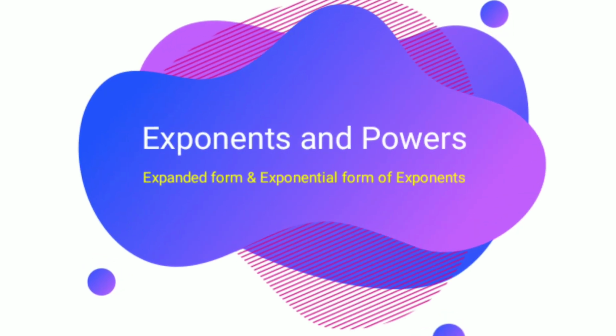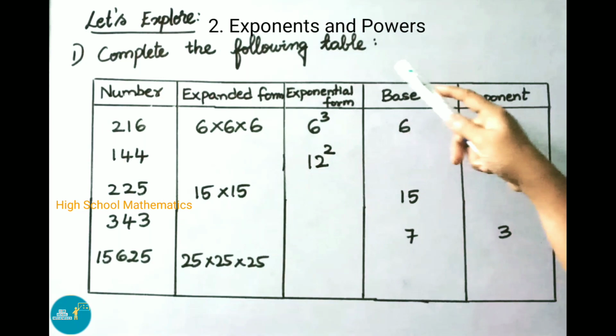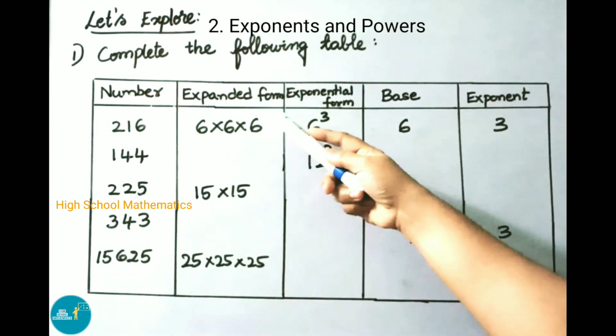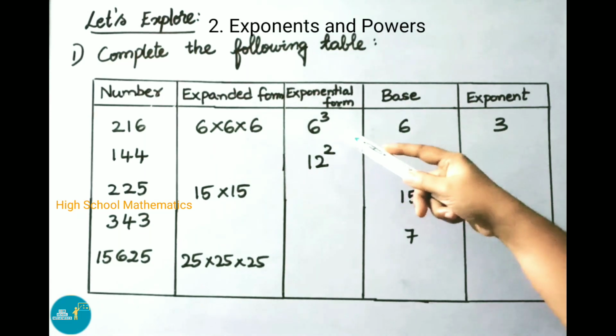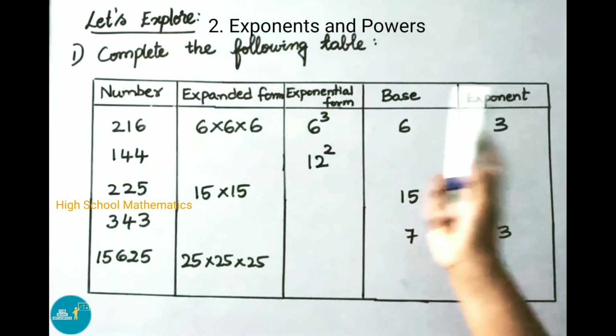Today we are going to learn class 7, semester 2, chapter 2, exponents and powers: expanded form and exponential form of exponents. Let's explore the first question. Complete the following table. Here they have given a number. We have to fill in the expanded form, exponential form, base and exponent. The first one they have given as an example.